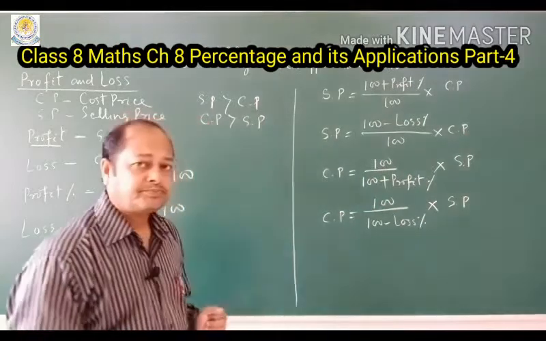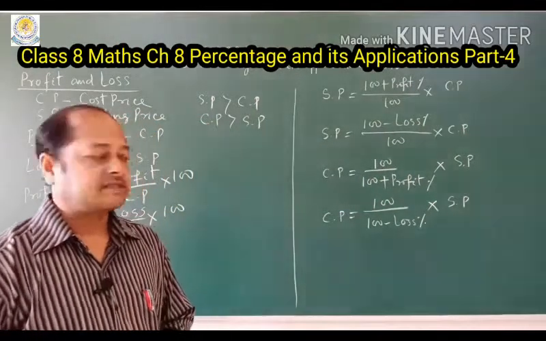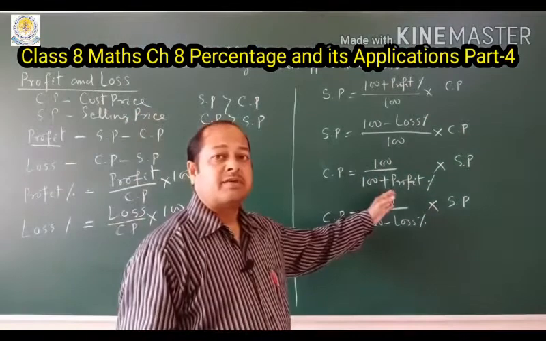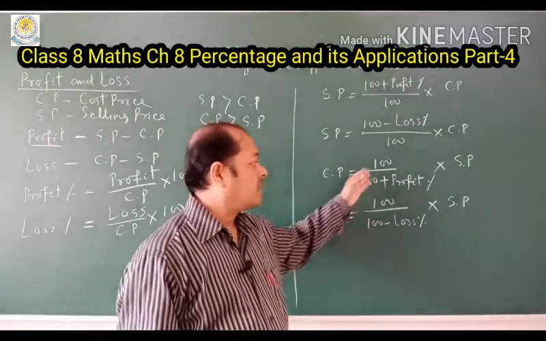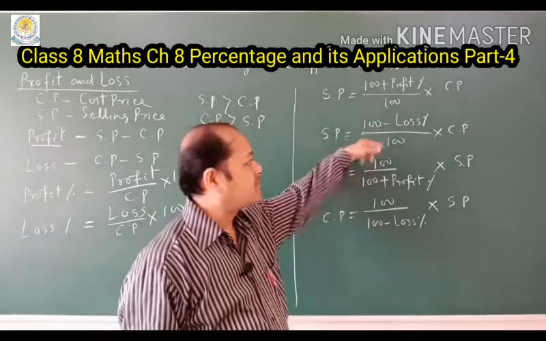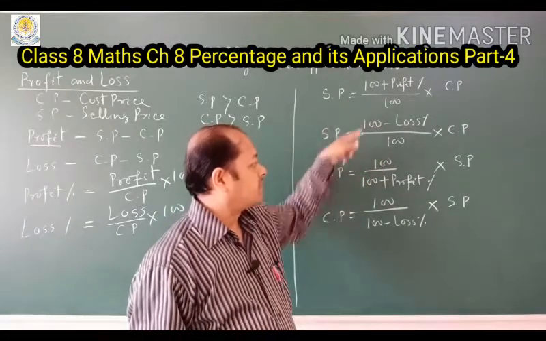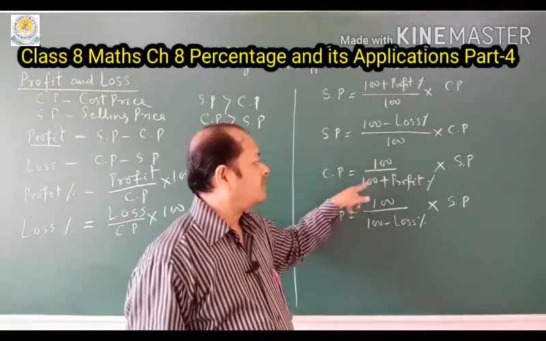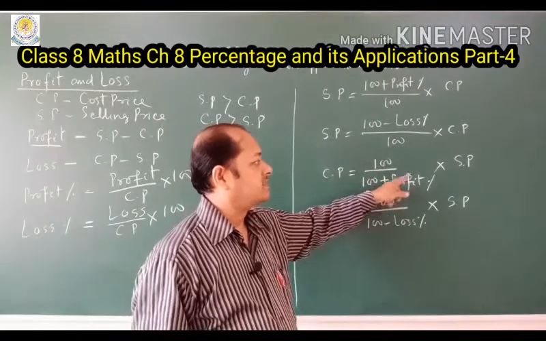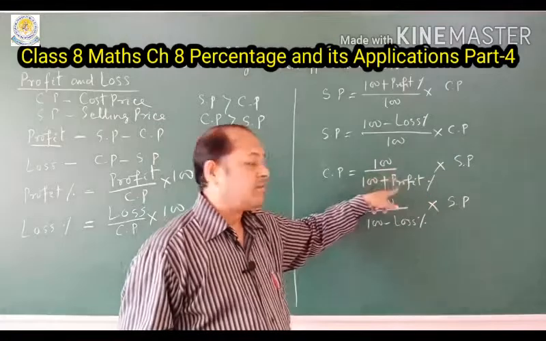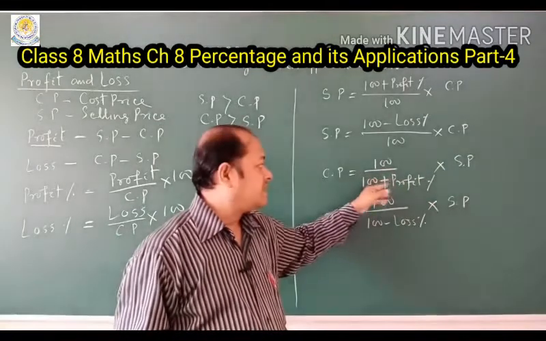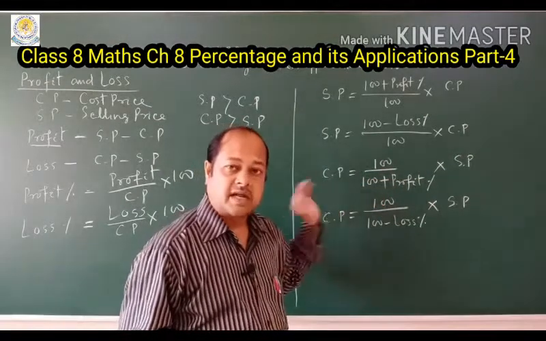Now let's see how to find the cost price of an article. Whenever a profit percentage is given, we can find it using this formula: 100 upon 100 plus profit percentage into the selling price, which is just the reciprocal of the earlier one. Because selling price and profit percentage are given, we can easily calculate the cost price of an article.